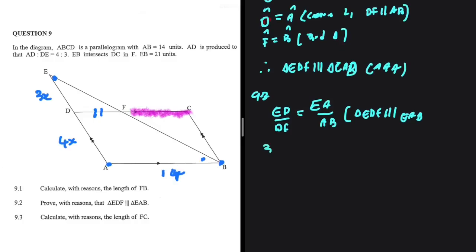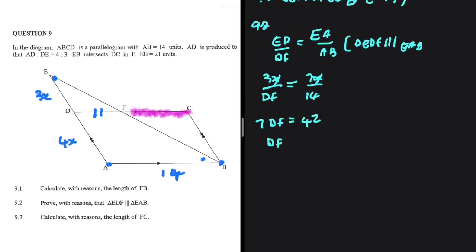ED is 3x. DF is what we are interested in. This is equal to EA, which is 7x, over AB, which is 14. x and x can cancel out. If we cross multiply, we have 14 multiplied by 3, which is 42. So 7DF is equal to 42. 42 divided by 7 is 6. So DF is equal to 6.